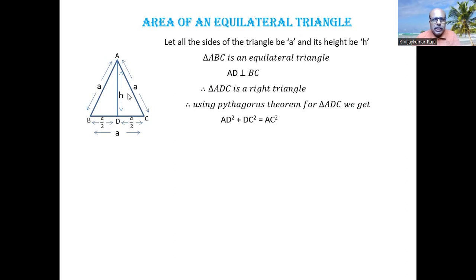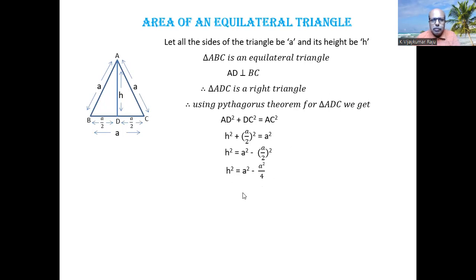Now what is AD? AD is H, so let us replace this with H. And DC is A by 2. So let us take it as H square plus (A by 2) whole square is equal to A square, as AC is A. Now let us take this term to the right side. H square is equal to A square minus (A by 2) whole square, which is A square minus A square by 4.